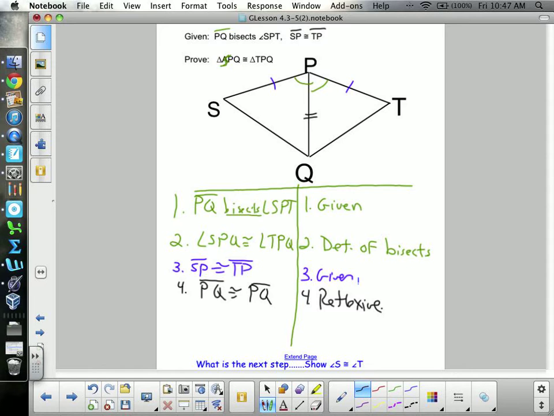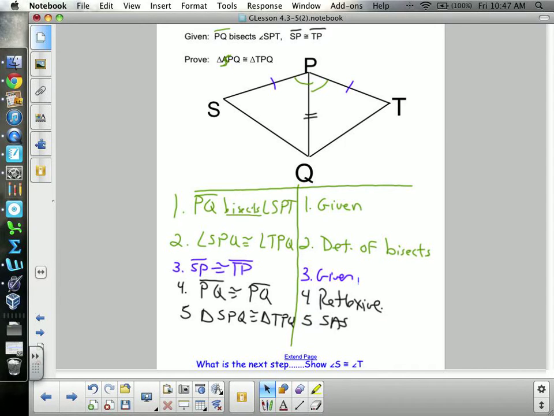Okay. What do I have? I have side, angle, side. Side, angle, side. So I have triangle SPQ congruent to triangle TPQ, and we said the shortcut we use is side, angle, side. Now, here's where we're going today. This is the only difference that we're really throwing in here. Now that the triangles are congruent, what else can we do?